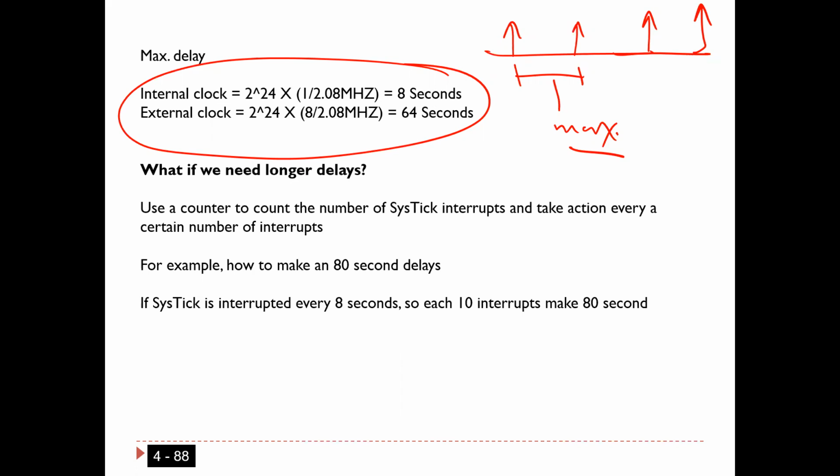So the time from here to here can be less than or equal to 8. If you use this one, less than or equal to 64. Do you understand what I'm saying? Because this is a limit. This is a maximum. It cannot be more.